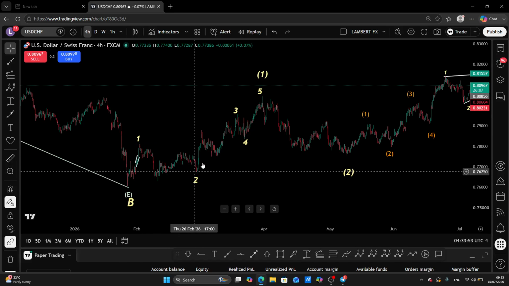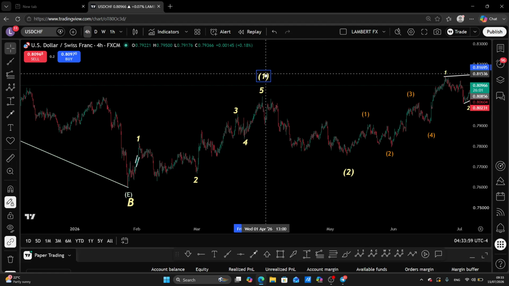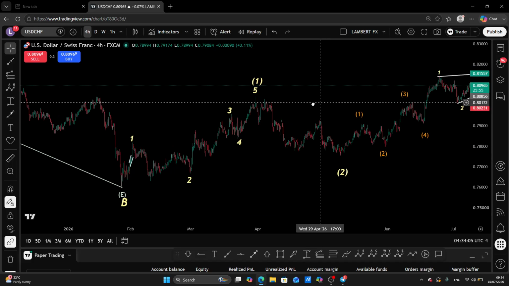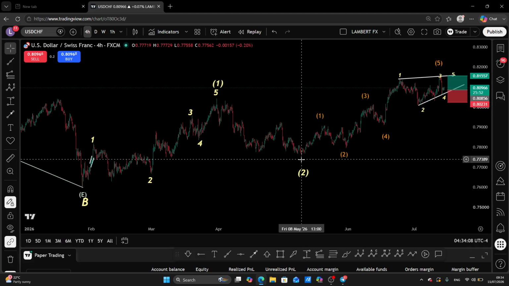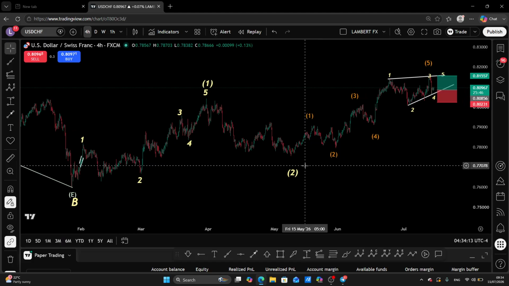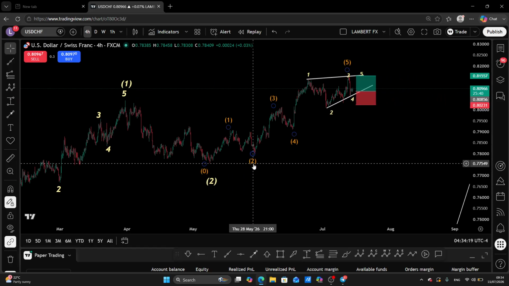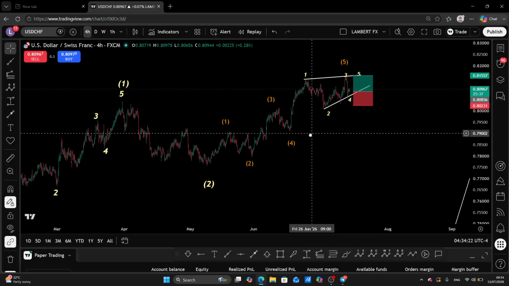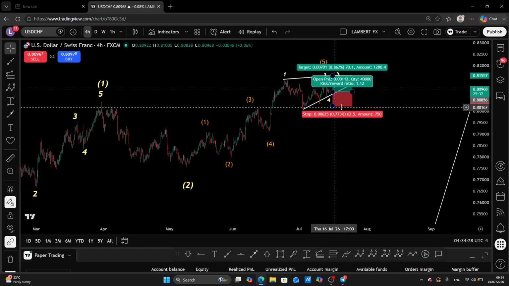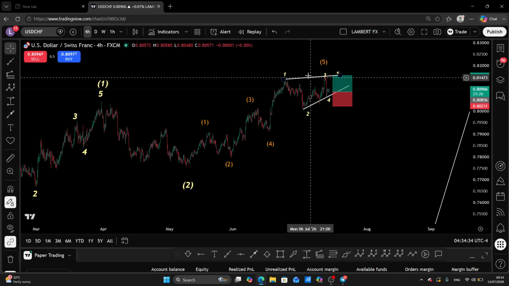So we've got 1, 2, 3, 4, 5. Yeah, impulsive leg up for 1. Okay, and then we've got a retracement for 2. Okay, so after the 2, we need another 1, 2, 3, 4, 5 leg up for 3. Okay, so what we have here is a 1, a 2, a 3, a 4, and then so 1, 2, 3, 4. So we have what looks to be an ending diagonal for 5.